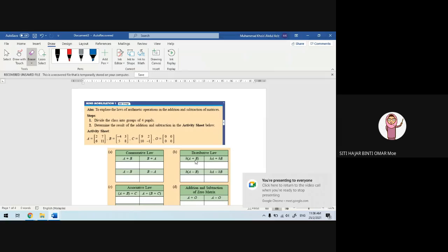Okay, for class today, we are going to learn about the laws of arithmetic operations in the addition and subtraction of matrices. This task, I already asked you to finish before we discuss. Okay, so in this mind mobilization one, you need to know three different laws that involve addition and subtraction of matrices.